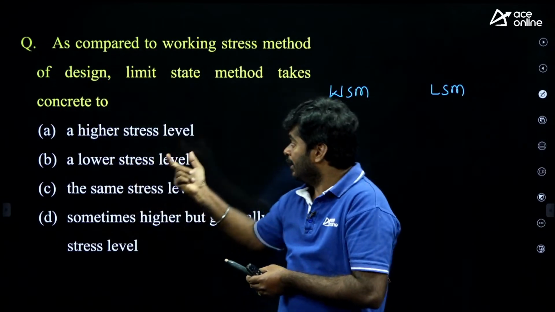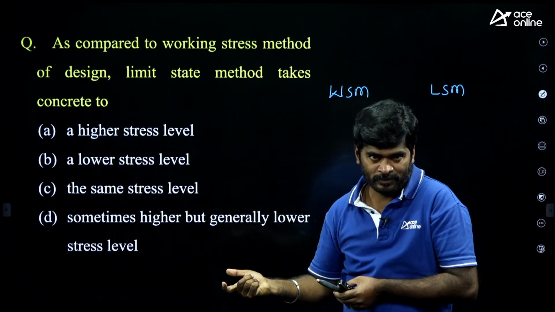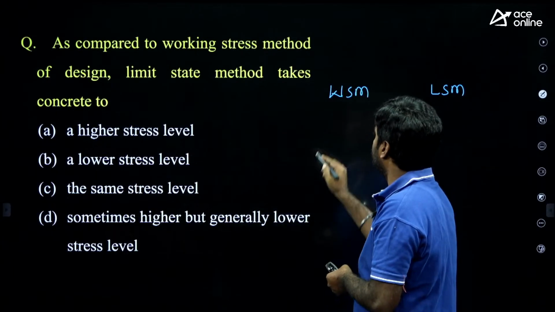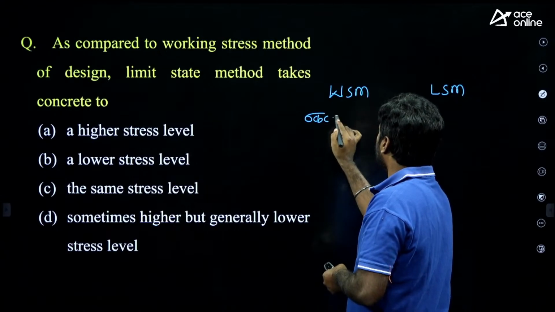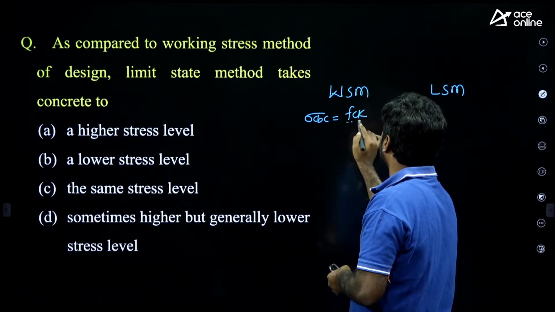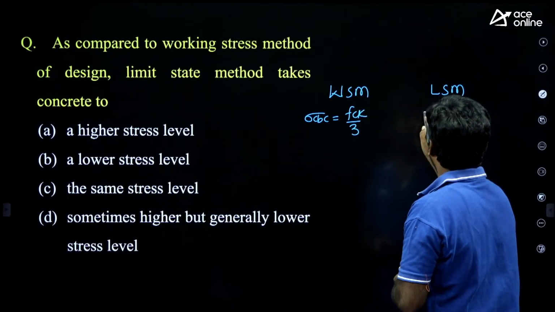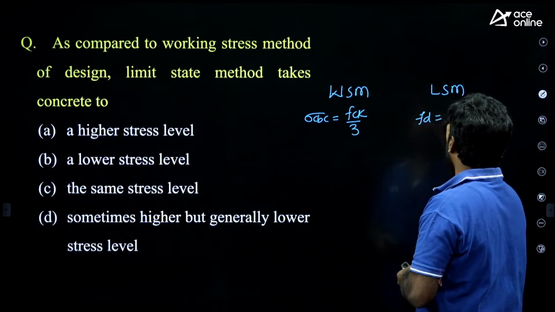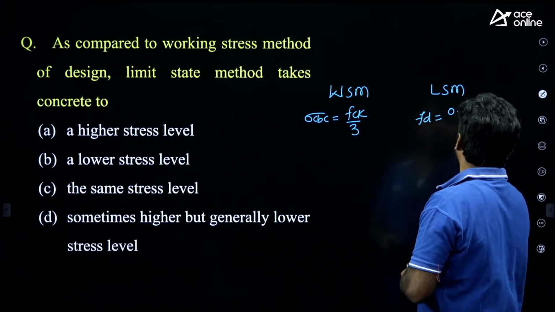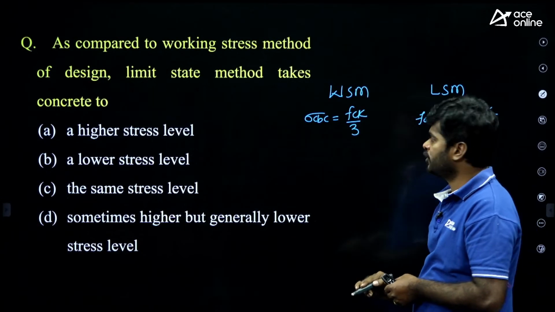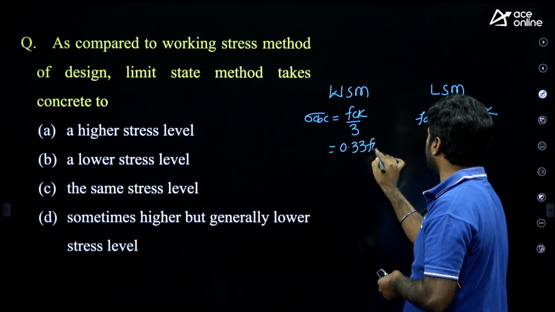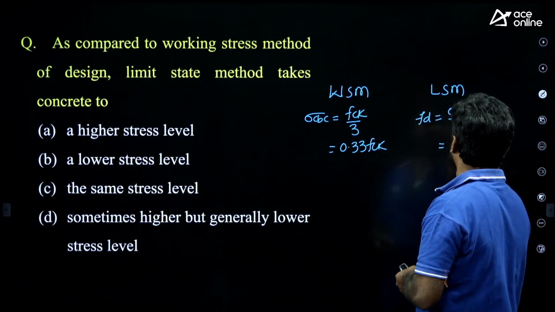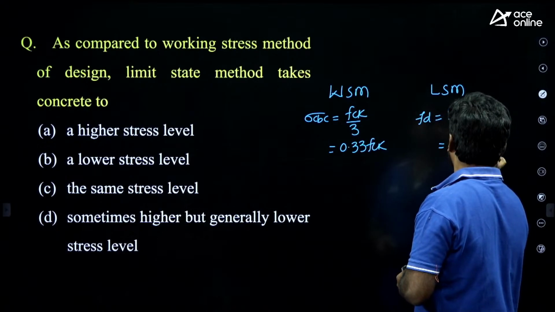Okay na? They are talking about stress in concrete. Let us take design stress. Design stress will be sigma CBC here. Sigma CBC is FCK by 3, which is 0.33 FCK. Here in limit state method, design stress will be, my dear, 0.67 FCK upon partial safety factor for concrete, which is 1.5. If I simplify this, I get 0.446 FCK.